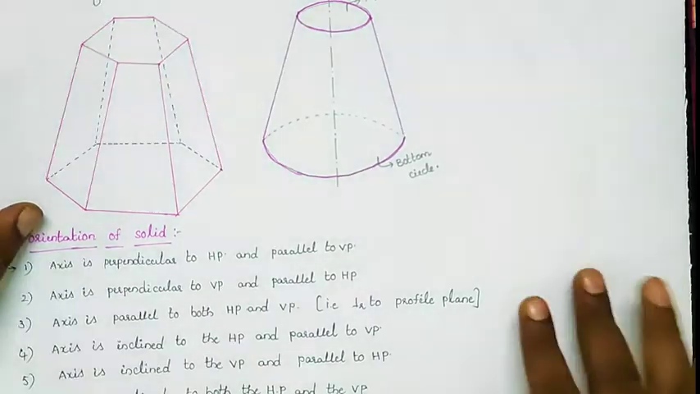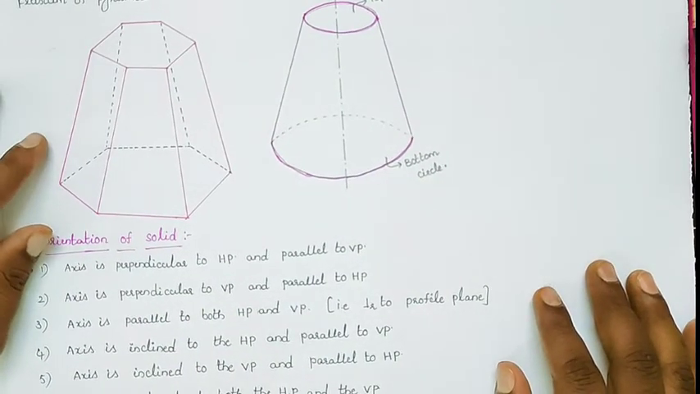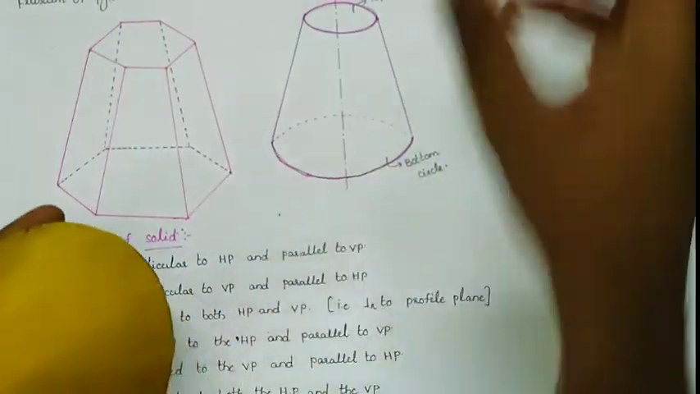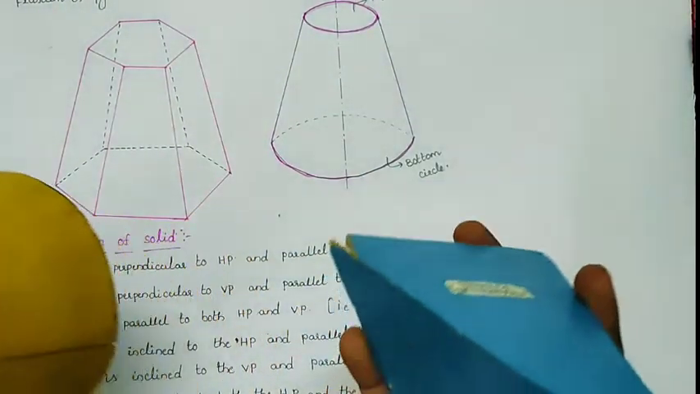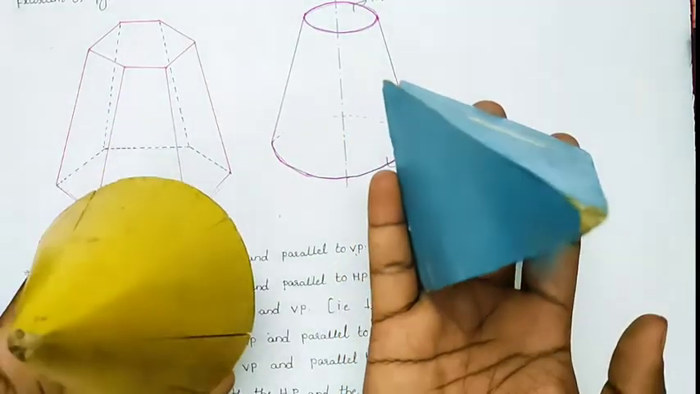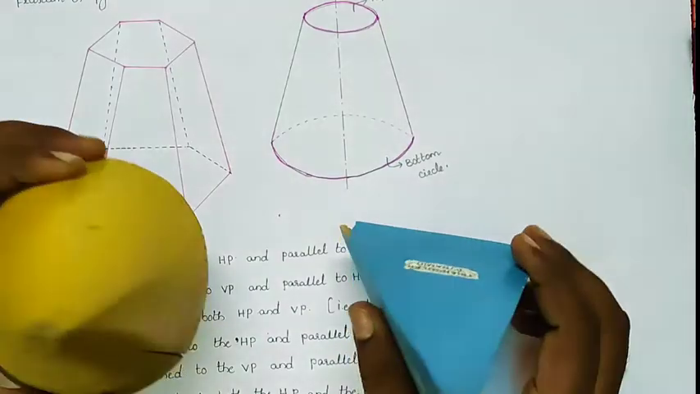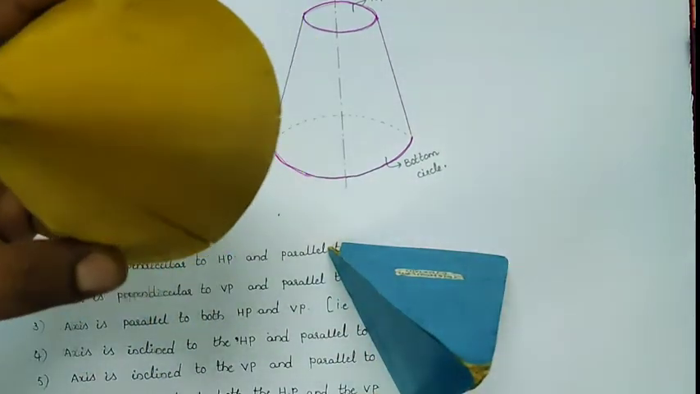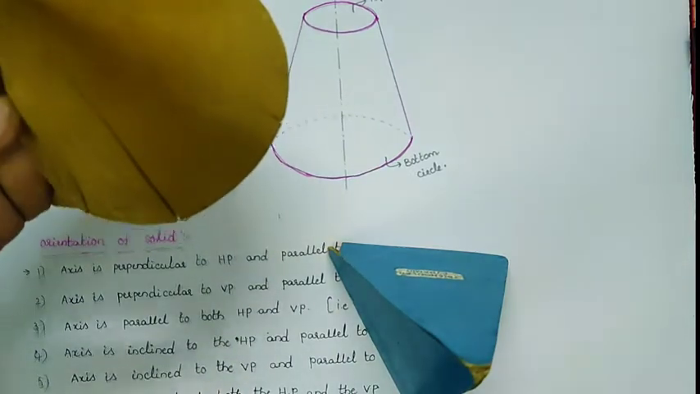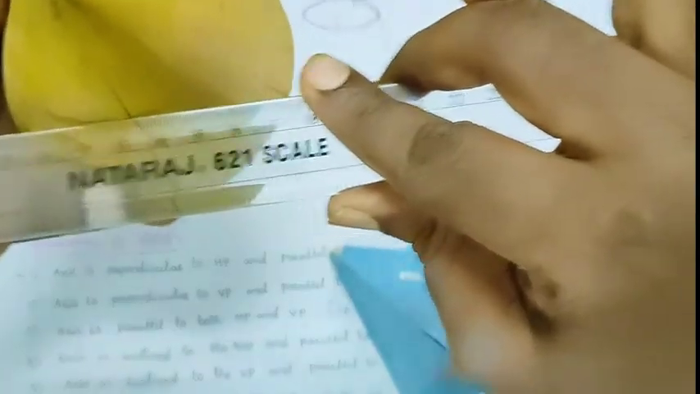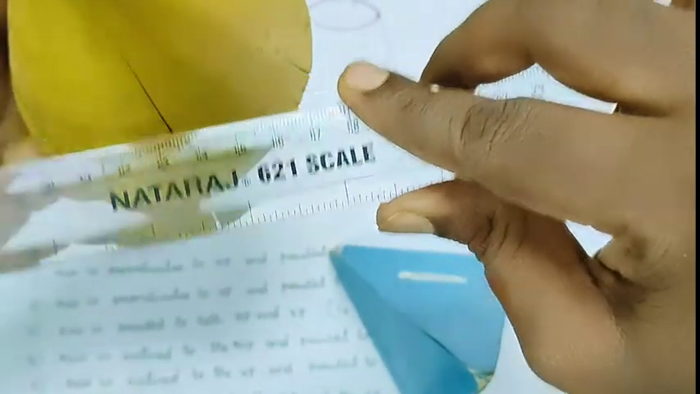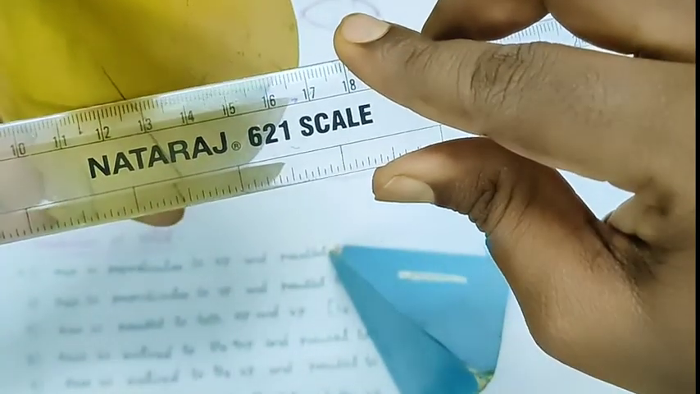Frustum of a pyramid and frustum of a cone. What do you mean by the frustum of a cone? Suppose this is a cone and this is a pyramid. Suppose a regular pyramid or a cone is cut by a cutting plane parallel to its base.